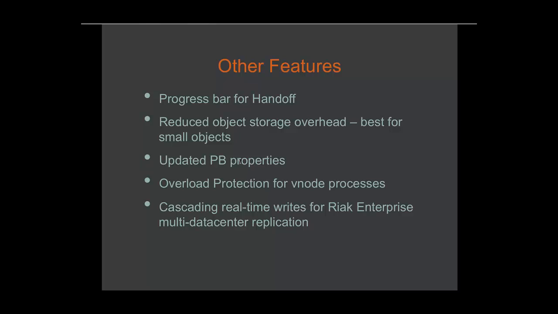We've done a fair bit of updates to the protocol buffers interfaces. Now all of the known properties are available, and you can bind the protocol buffers to multiple interfaces and ports, which is good for those of you that have both internal and public interfaces. Overload protection for vnode processes really ensures that Riak is going to remain stable even in unexpected scenarios by delivering an overload message if there are too many messages in a vnode queue.